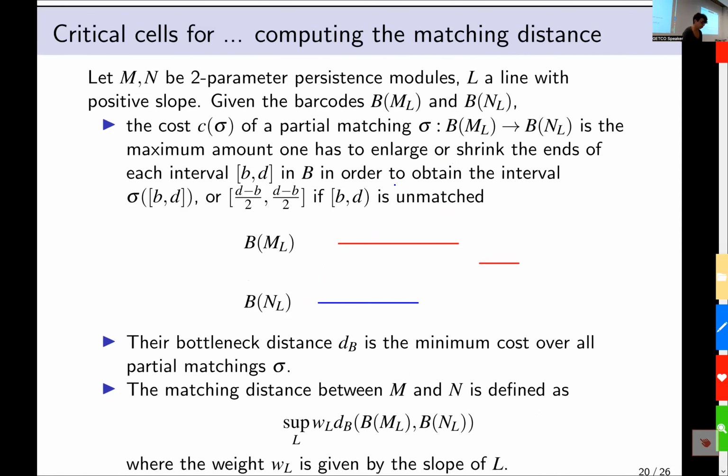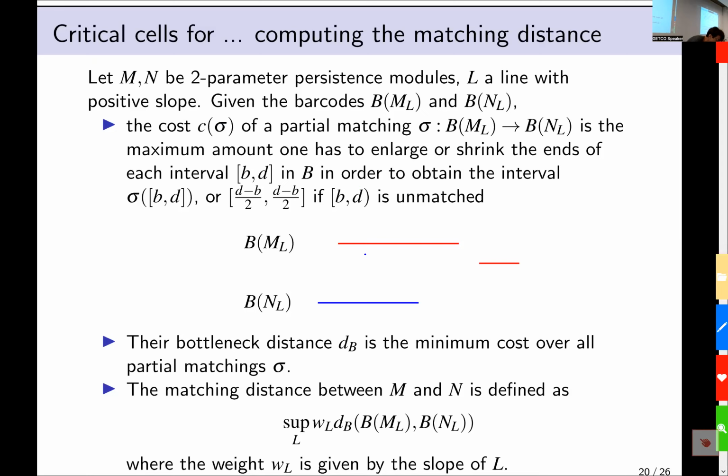Now, I want to use this also for computing the matching distance. So first of all, let me recall what it means that we compare two barcodes using the bottleneck distance. The bottleneck distance amounts to comparing bars of one barcode to the other barcode by a partial matching, sigma.